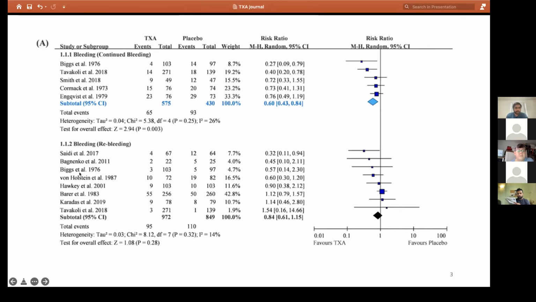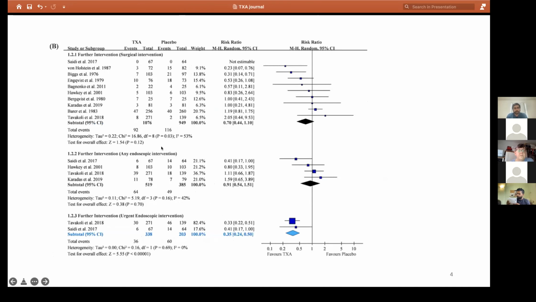Whereas for rebleeding, 972 patients were taken from several studies, which gave a risk ratio of 0.84 with a 95% confidence interval between 0.61 and 1.15. Here the risk reduction would be around 16% with a p-value of only 0.28, which is a doubtful value. Likewise, for surgical interventions, the subtotal risk ratio was 0.70 with a 95% confidence interval between 0.44 and 1.10, with a p-value of 0.12. We can see it is not very far from the mean line in the forest plot.